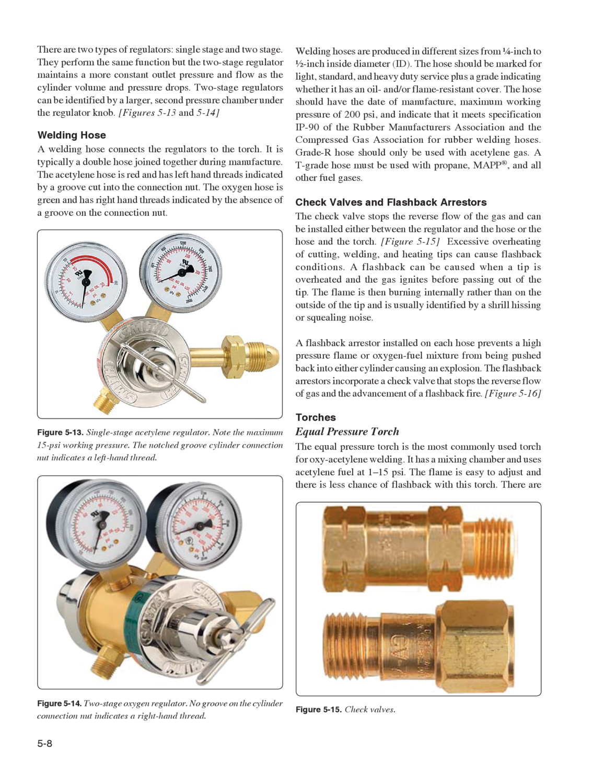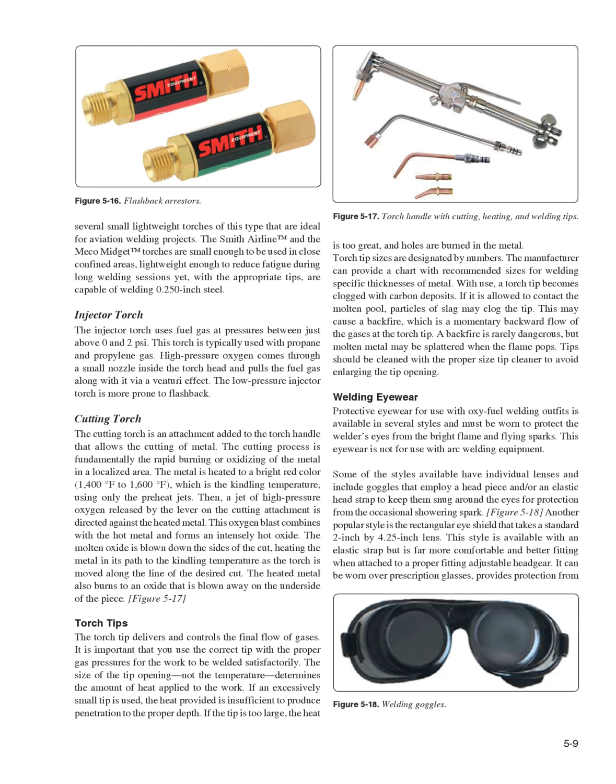Figure 5.16, equal pressure torch. The equal pressure torch is the most commonly used torch for oxyacetylene welding. It has a mixing chamber and uses acetylene fuel at 1 to 15 pounds per square inch. The flame is easy to adjust and there is less chance of flashback with this torch. There are several small lightweight torches of this type that are ideal for aviation welding projects.